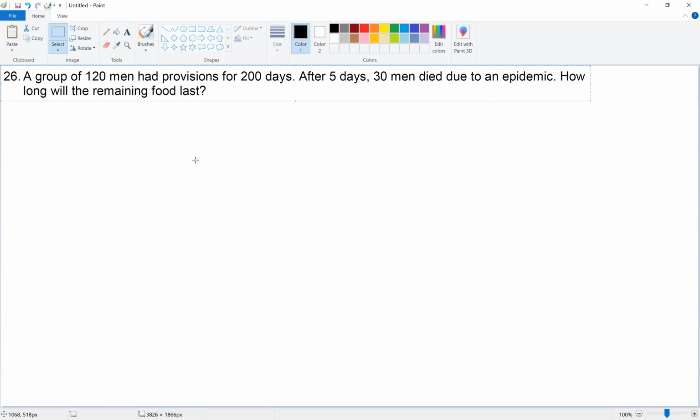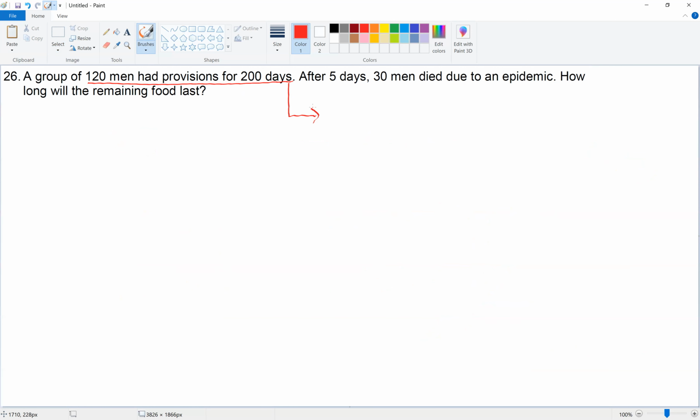26. Whose turn? Lila. A group of 120 men had provision for 200 days. After 5 days, 30 men died due to an epidemic. How long will the remaining food last?